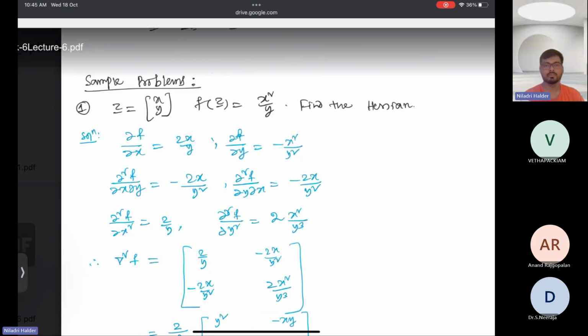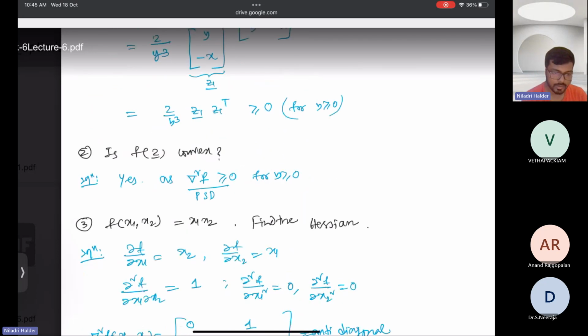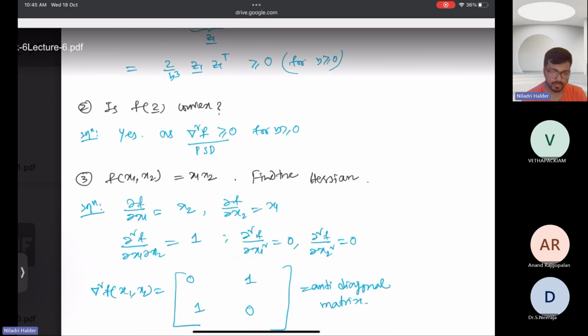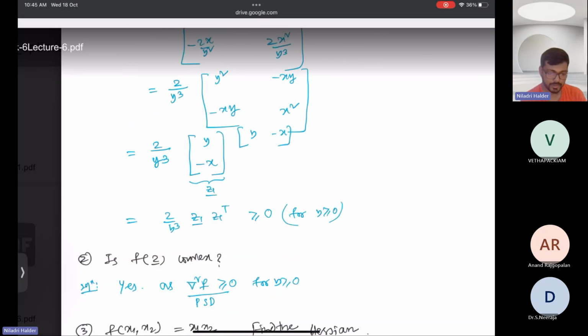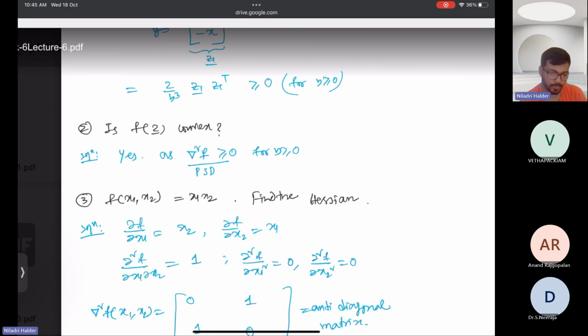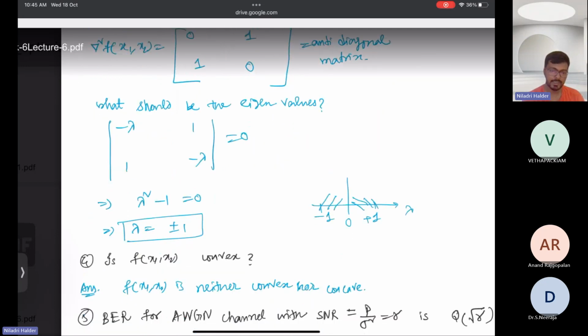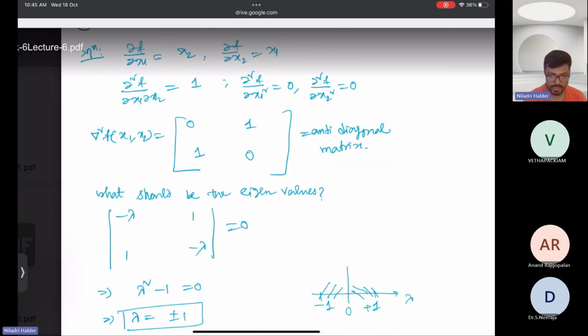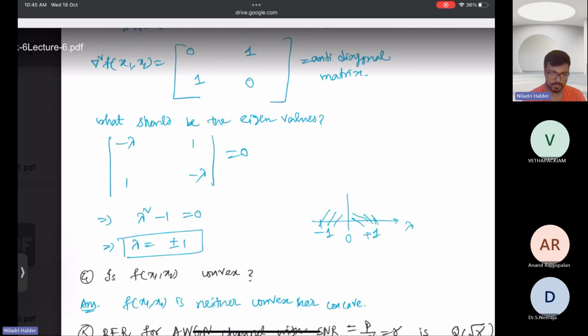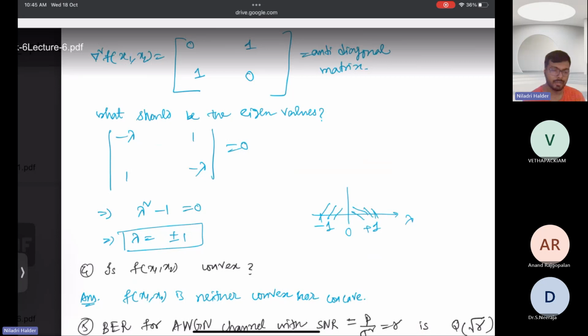Find the Hessian. So this is the x, and we need to find the Hessian of x square divided by y. This is shown here. Then we need to show whether this function is convex or not. The Hessian is a positive semi-definite matrix, so it's a convex function. Then for this case x1 and x2, you can check that the Hessian is not positive semi-definite. The eigenvalues of the Hessian matrix are plus and minus 1, so it's not a positive semi-definite matrix.